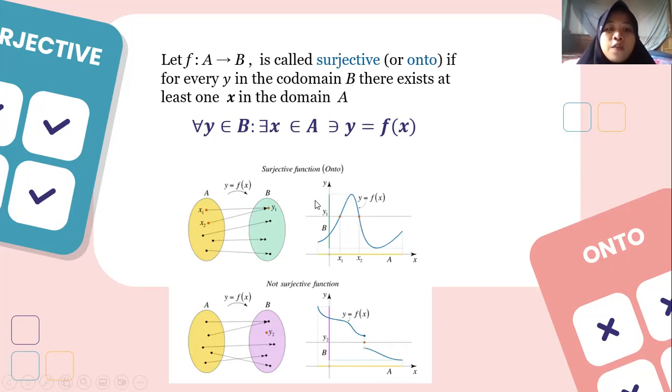If this function is a surjective function or onto, we get the graph like this. x1 and x2 map to the same point in the same codomain B. If it is not a surjective function, the graph is like this. The point y2 is not the same. The codomain B has no partner in A, so this is not a surjective function.